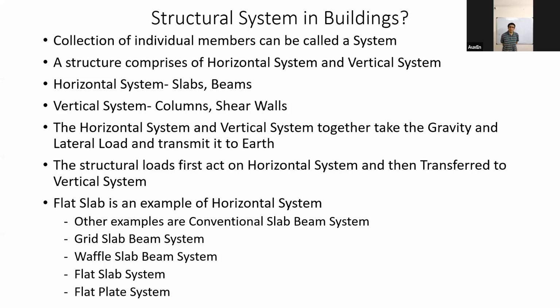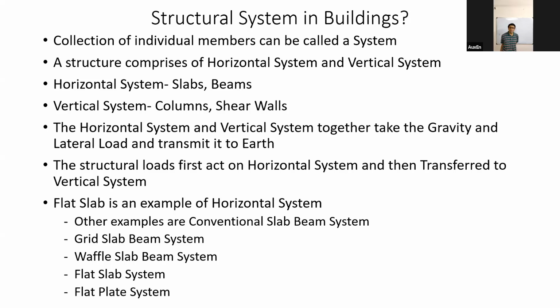Conventional beam column, beam slab, normal beams, normal slab. We can have a grid beam slab system where our beams are closely spaced in a grid-like formation. We can have a waffle slab system where the beams are even more closely spaced. We can have a flat plate system and we can have a flat slab system also. So these are some usual examples of horizontal systems that you come across.